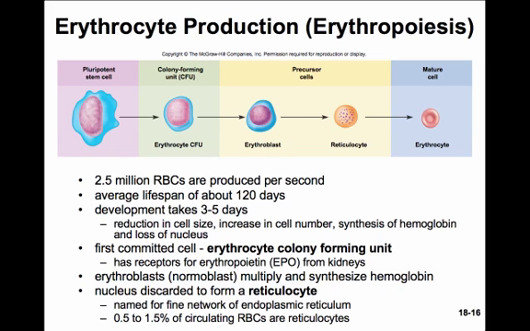The nucleus is then discarded to form a reticulocyte that's named for the fine network of endoplasmic reticulum inside. 0.5 to 1.5% of the circulating red blood cells are reticulocytes. After they've become reticulocytes, they can develop into erythrocytes. So if there's an accelerated rate of blood loss due to injury, then there's going to be an accelerated rate of erythropoiesis. This leads to an increasing number of reticulocytes as the bone marrow is in such a hurry to release them into circulation to replace the loss of mature cells.